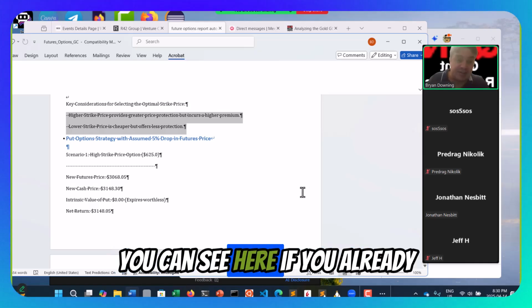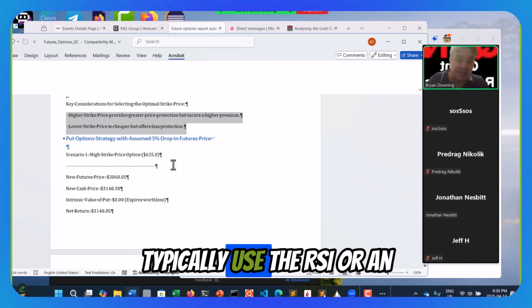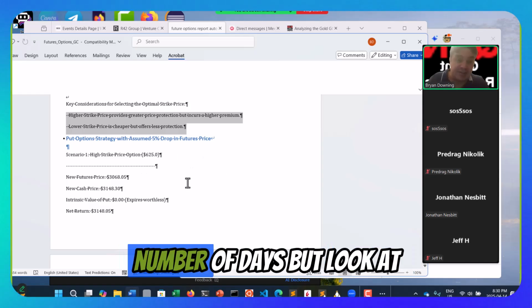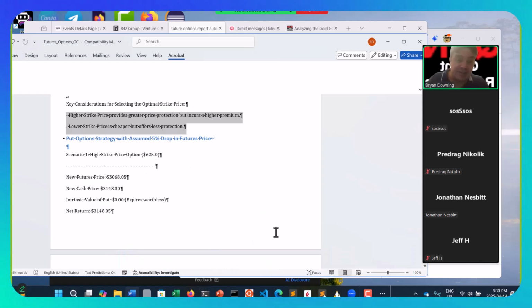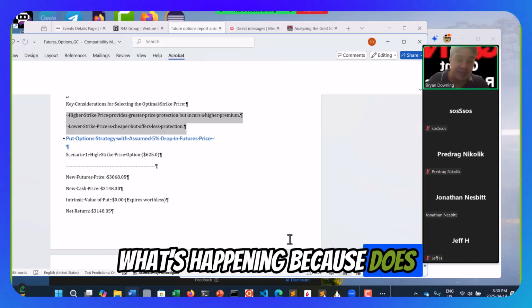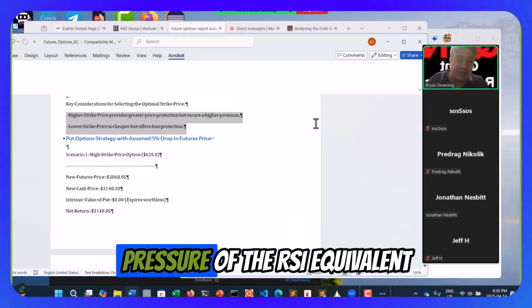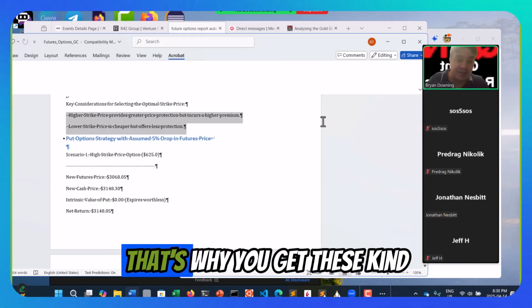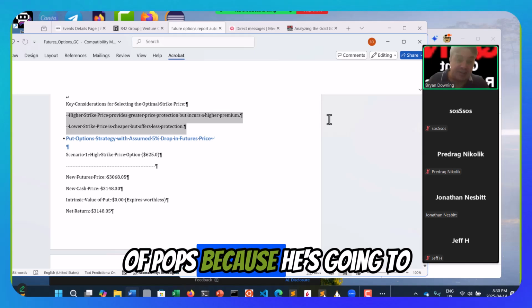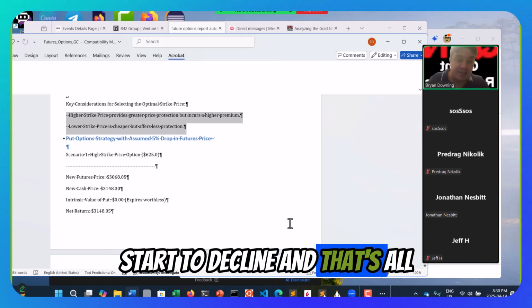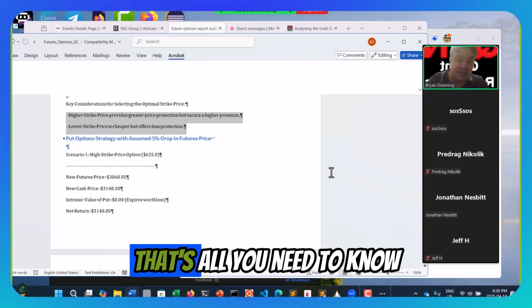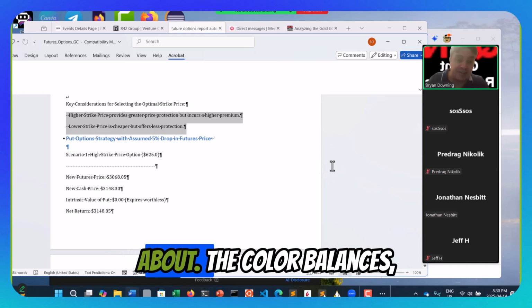And again, you can see here, if you already typically use the RSI or an oscillator, yes, it did tank over the last number of days, but look at what's happening. Because it's been holding out, the pressure of the RSI equivalent just moves up really fast. So that's why you're getting these kind of pops. But you can see it's going to start to decline, and that's all dependent upon what these two do, the SMA and the price. And that's all you need to know about technical analysis.